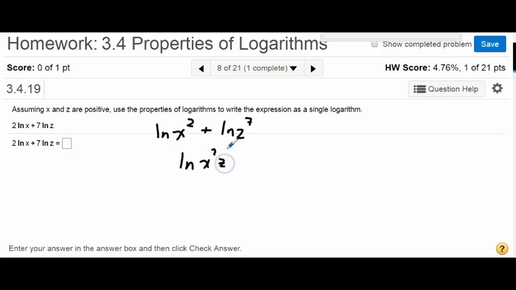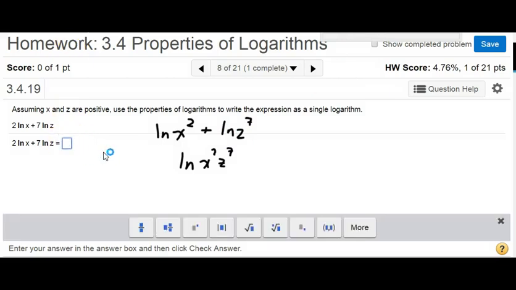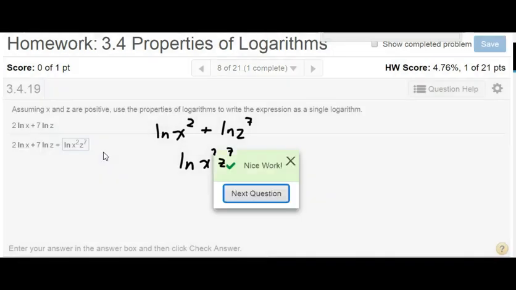And you'll want to follow that basic sequence whenever you're going from multiple logs into a single log: do the powers and then do the adding or subtracting. And the other way around, you usually want to do the adding and subtracting and then bring the powers out front. So my answer should just be the natural log of x raised to the 2nd times z raised to the 7th.